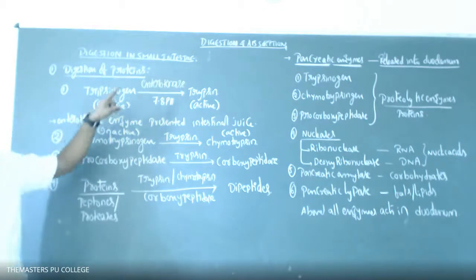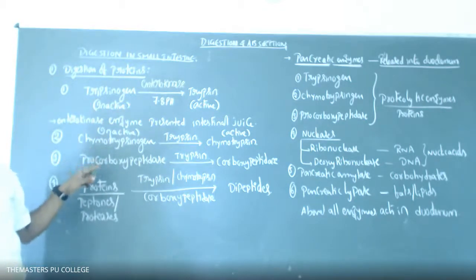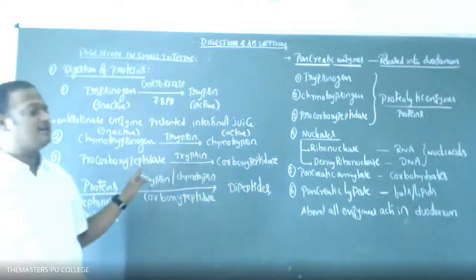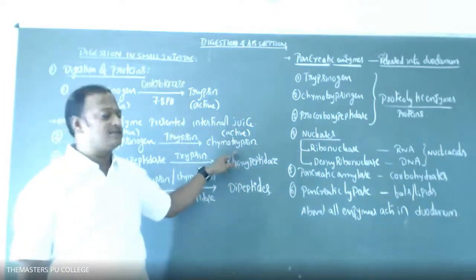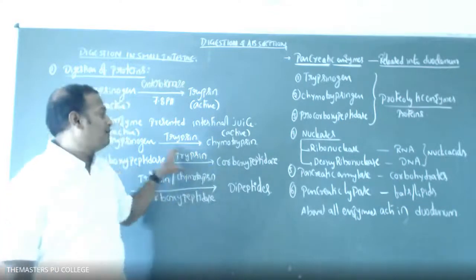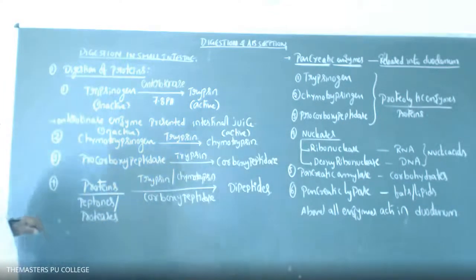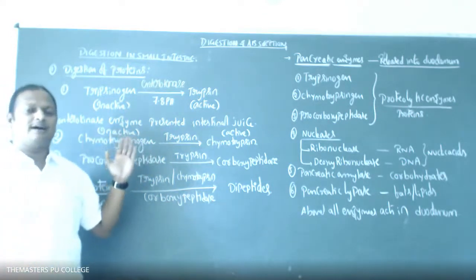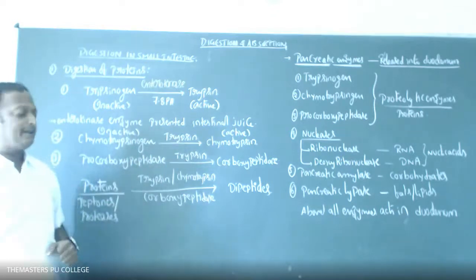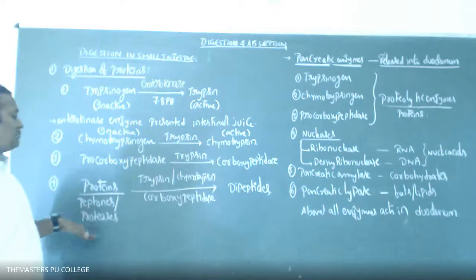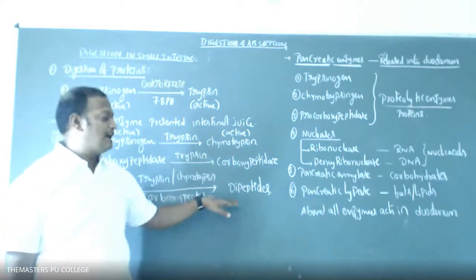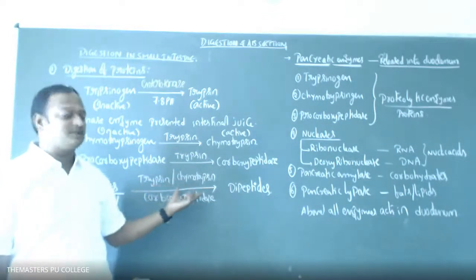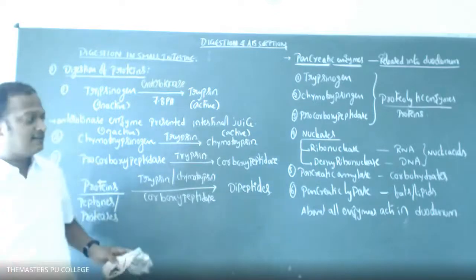And once trypsin is activated, what is the function of trypsin? Both chymotrypsinogen and procarboxypeptidase need to be converted into active chymotrypsin and active carboxypeptidase in the presence of trypsin. Okay, students. Next one. Once trypsin, chymotrypsin, and carboxypeptidase are actively formed, then proteins, peptones, and proteases are converted into dipeptides by the influence of trypsin, chymotrypsin, and carboxypeptidase. Is this clear, all of you?